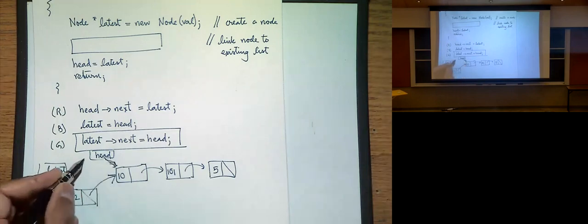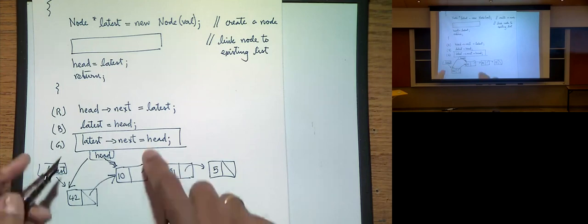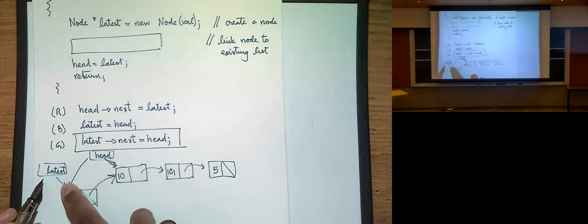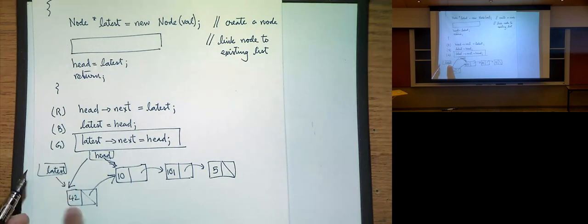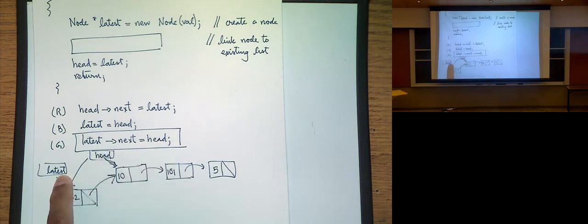So then that becomes that. A major point of confusion that people have is that when you reset, when you change latest arrow next equals head, you're not changing latest. The address of 42 does not change. You're changing the address of what 42 points to, right? So when you run this line here, you're not changing what latest is. Latest is still pointing to 42. And then you reset the head. Any questions? Is this clear to everyone?